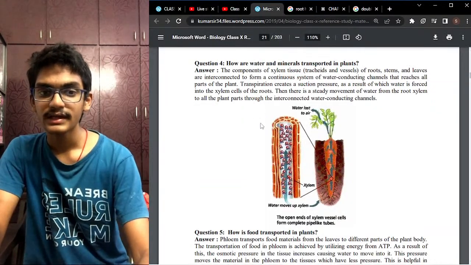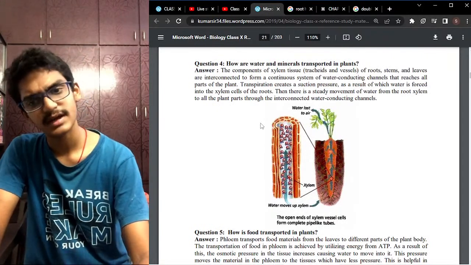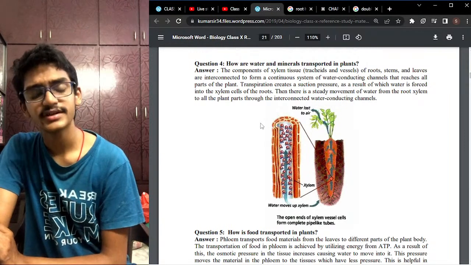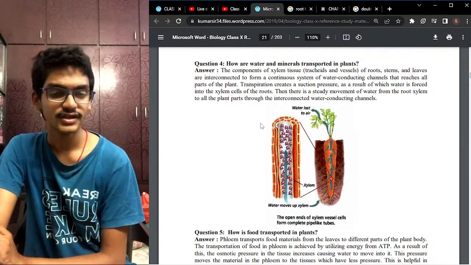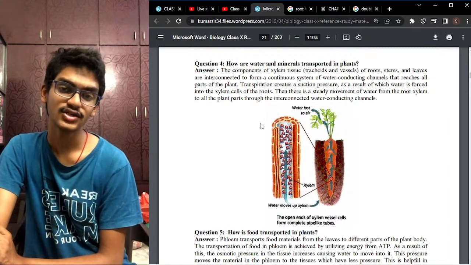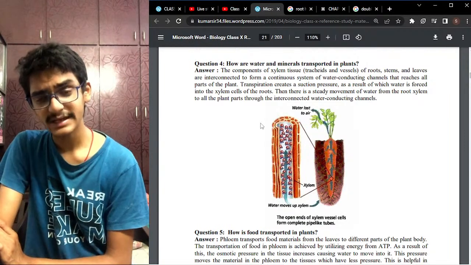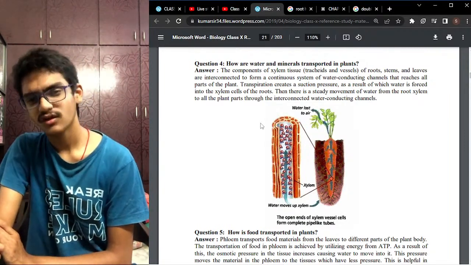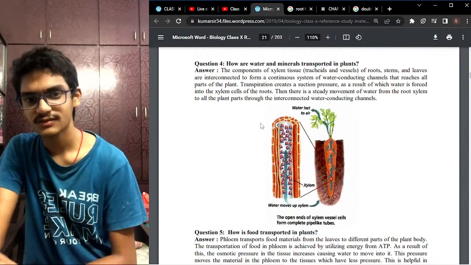Okay, this is the question. How are water and minerals transported? You can mention everything about the root pressure. First, the concentration gradient. This is mostly asked for a 2-mark or 3-mark question. Concentration gradient, then the root pressure, then the transpiration pull, then the capillary action, then adhesive and cohesive force, and everything. All these points have to come into the picture. Then finally the transpiration will actually take place.